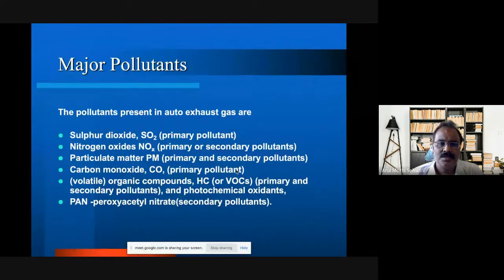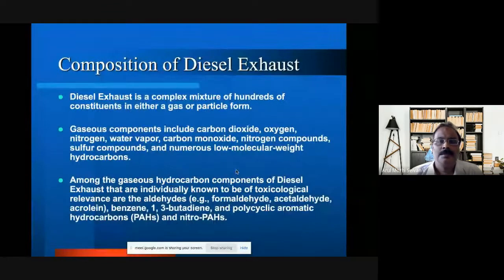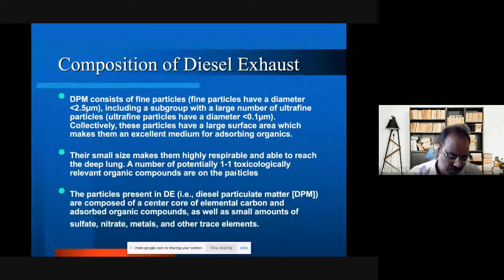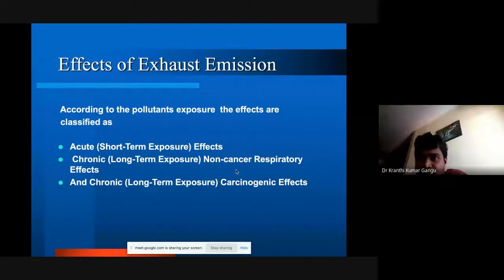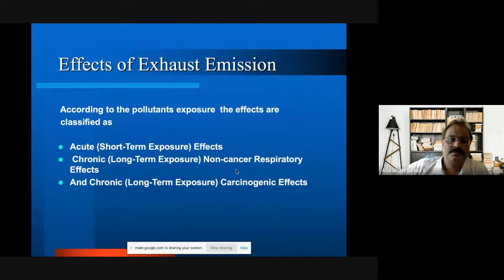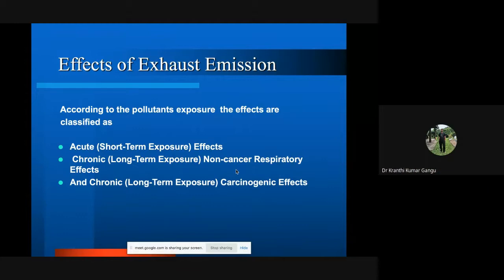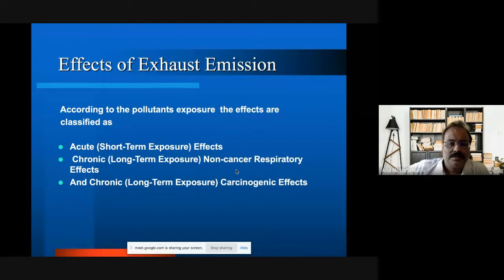The major pollutants, as we discussed. I'm skipping some of the slides because of the shortage of time. So the effect of exhaust emission: short-term exposure, long-term exposure.